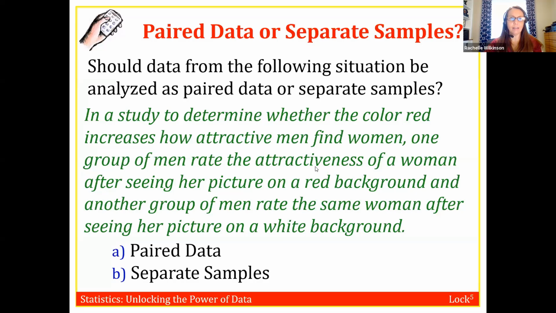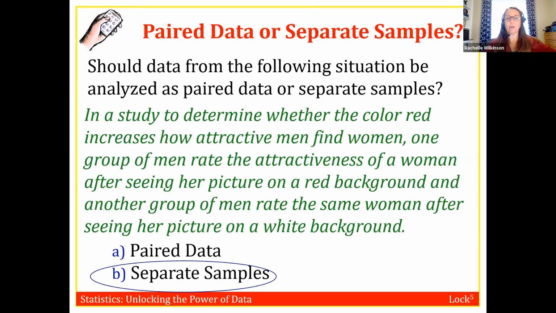All right, this time 77% of you got this one correct. So this one is separate samples. So we can tell it's separate samples because it says one group of men rate the attractiveness of the woman on the red background, and another group of men rate the same woman after seeing her picture on a white background. So there was no matching or pairing going on. We have this one group of men that rated the red background, and then separately we had a different group of men that were rating the white background. And like I said, there was no matching or pairing going on between the groups.